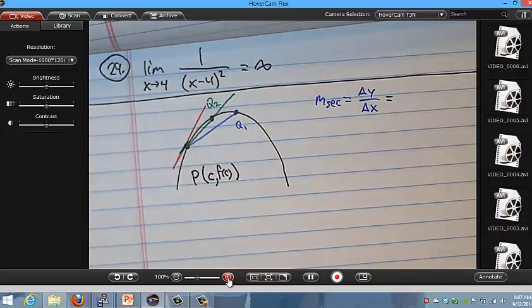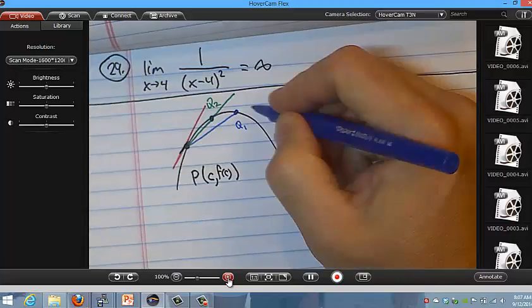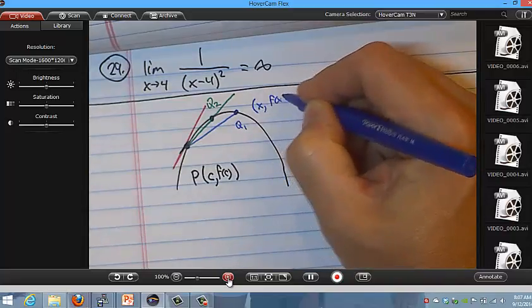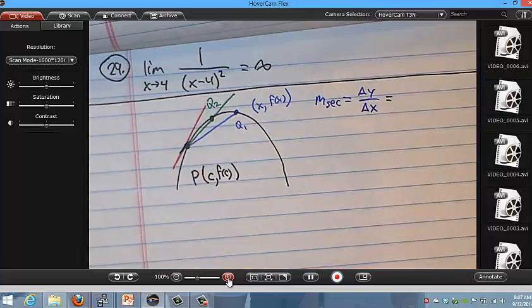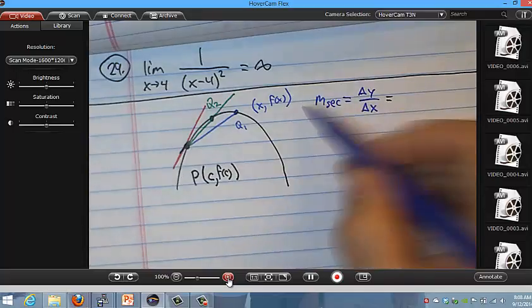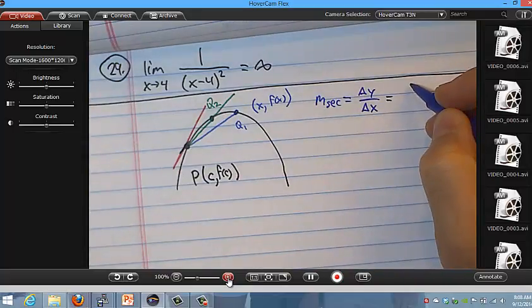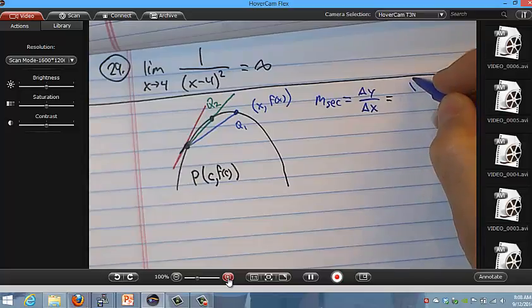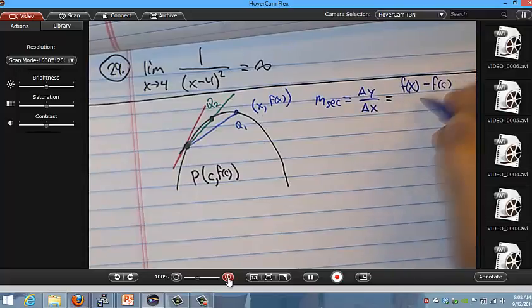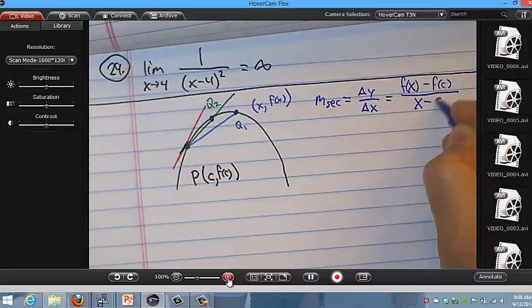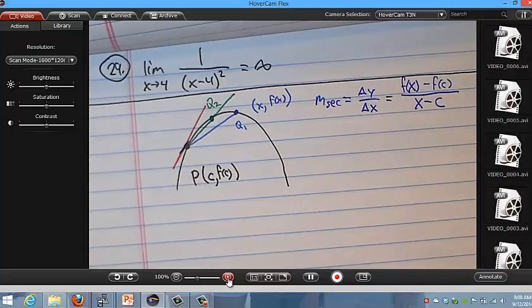I'm going to make that the coordinates of point P. Now point Q, you notice I'm varying point Q. So maybe point Q, I'll say that the coordinates are x and f of x, because I'll change it. That's a variable. You guys with me so far? So what that means is the slope of my secant line I can express as, y2 minus y1 would be f of x minus f of c over x minus c. There it is.